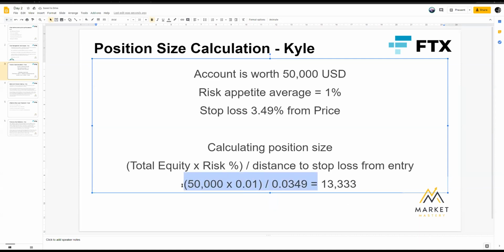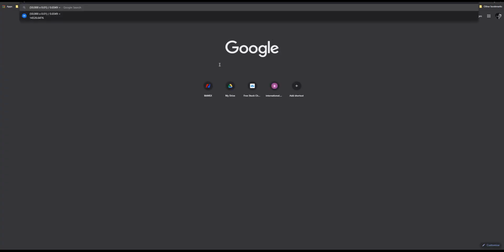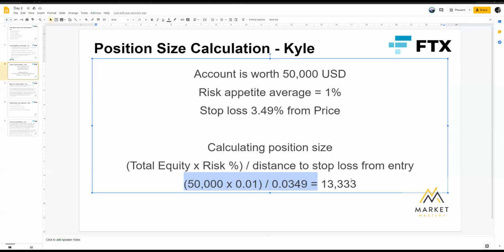So what we do is copy it here, and we're just going to go across to Google. I'm going to pipe it in here, and we're going to get the answer. And this is the amount of contracts that I need to put into our position size when we go across to the exchange, and then we just load up our trade.